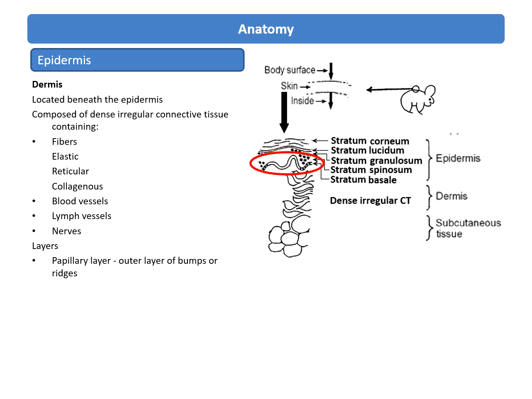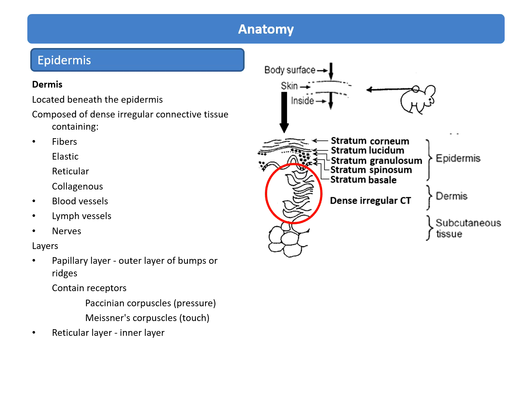Some of the layers of the dermis include the papillary layer. It's an outer, bumpy layer. The papillary layer forms the fingerprints that we're familiar with. It contains receptors, including Pacinian corpuscles, which are pressure detectors, Meissner's corpuscles, which are touch receptors. Beneath that is the reticular layer, a thicker layer composed of fibers of collagen, plus some elastic fibers.